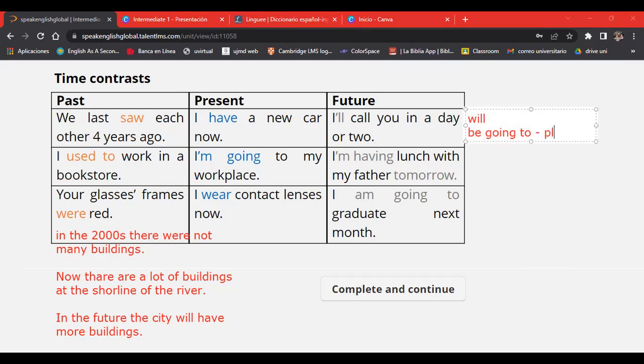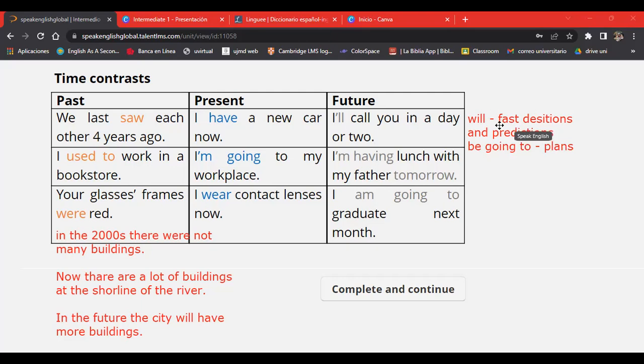Will is for fast decisions and predictions, and be going to is for plans. Anything else? Okay. Very good. Remember that when you talk about the future.